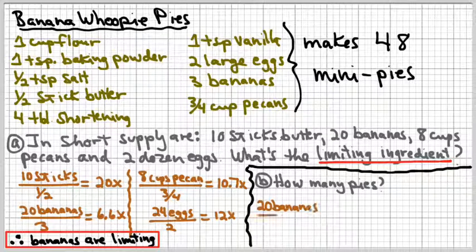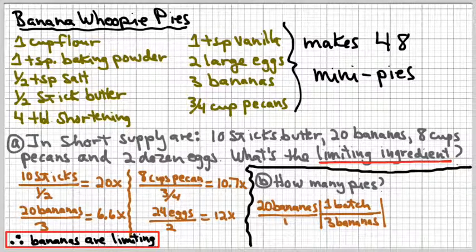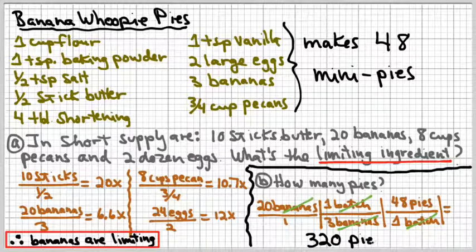So I've got 20 bananas. I know to make a batch that requires 3 bananas. And then in each batch, I can make 48 pies. Everything cancels out, and I get an answer of 320 pies. So anytime you've got ingredients that could run out on you, that would limit your ability to continue making whatever the recipe calls for.